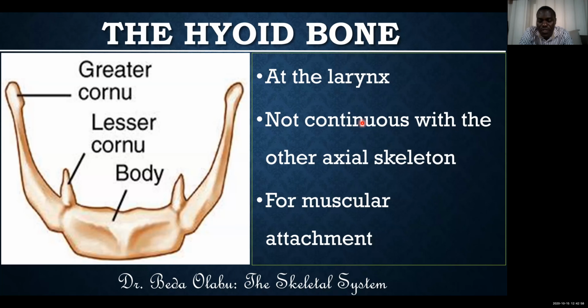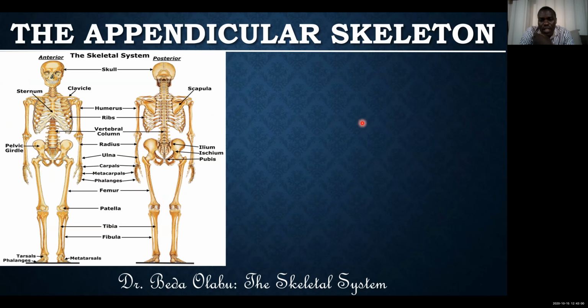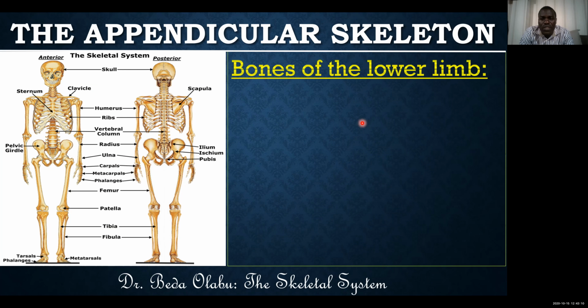That marks the end of the axial skeleton. Now I want to quickly take you through the appendicular skeleton, and then we'll call it a day for today. Appendicular skeleton refers to the bones of the limbs. They could be bones of the upper limb or bones of the lower limb. Bones of the lower limb are the ones I'm starting with.